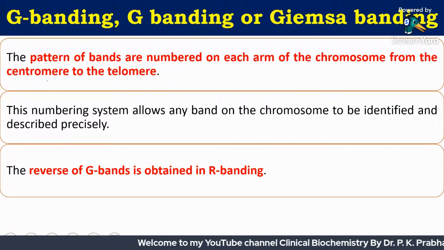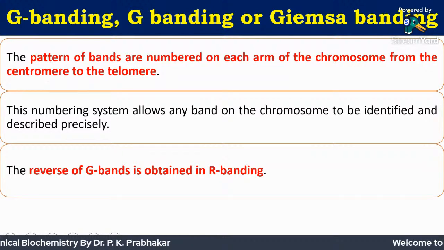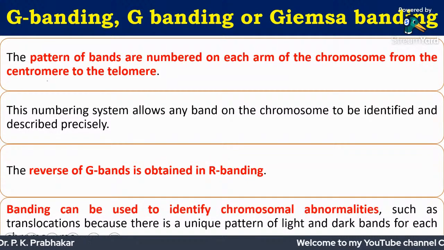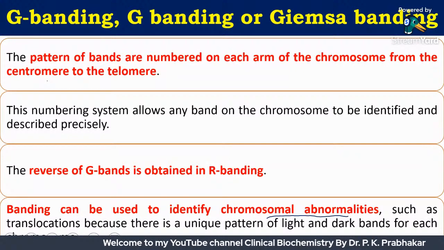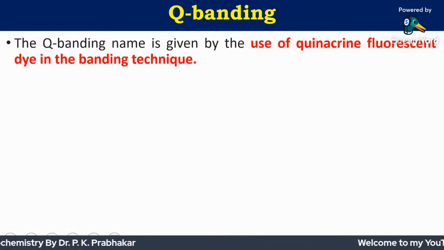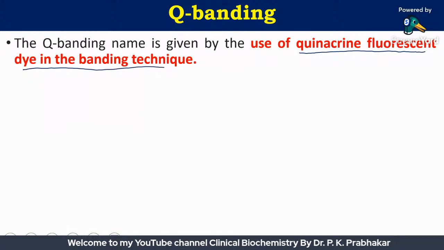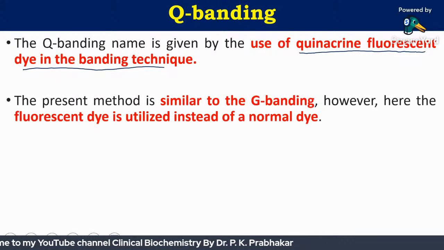The opposite of G banding is called reverse banding, R banding, where euchromatin takes intense color and heterochromatin takes light color. Banding can usually be identified and gives you chromosomal abnormality information depending on the banding patterns. Then we have Q banding patterns. Here, in place of normal Giemsa staining, we use quinacrine fluorescent dye for the banding technique. And in this case, it is very similar to G banding patterns.